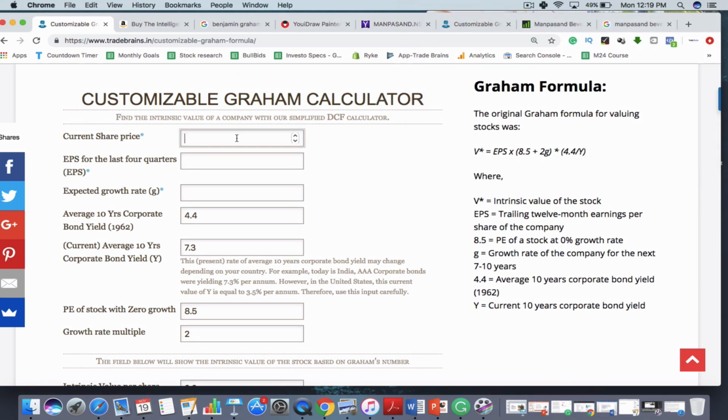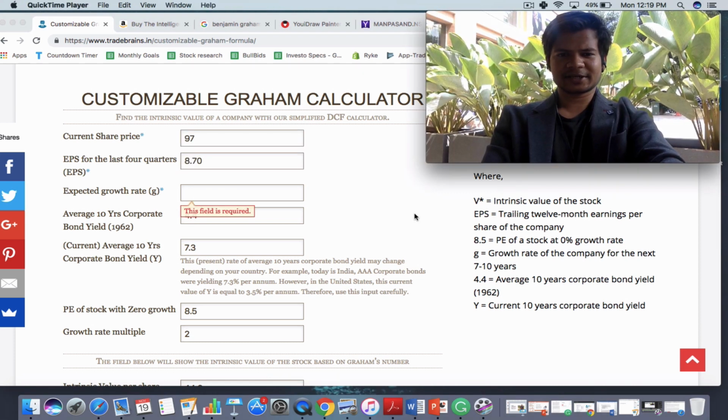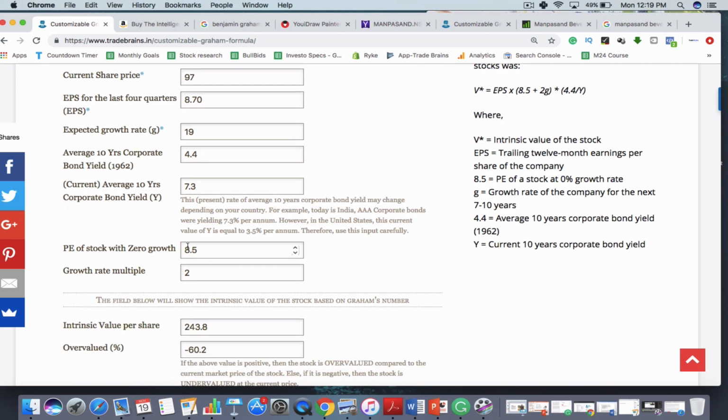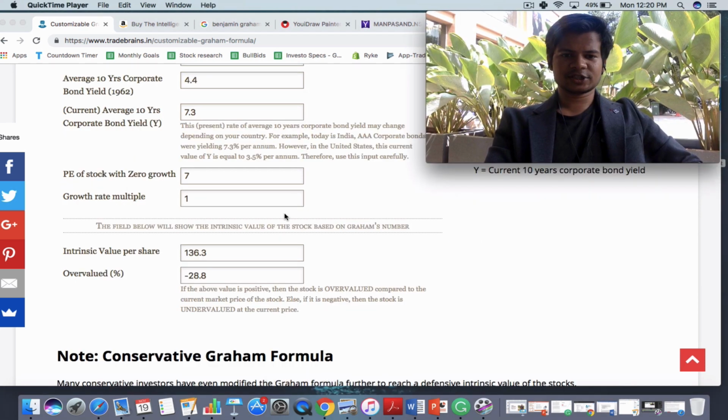For Manpasand Beverages, the current share price is around 97, and the conservative expected growth rate that we found from our calculations was equal to 19%. So we are taking 19 here. And if you scroll down, you can see that the P/E of the stock with 0 growth, we are taking a conservative value of 7 here, and growth multiple we are taking at 1. And after calculation, we can see that the intrinsic value of the company is coming out to be rupees 136.3. A negative sign means that it is currently undervalued.